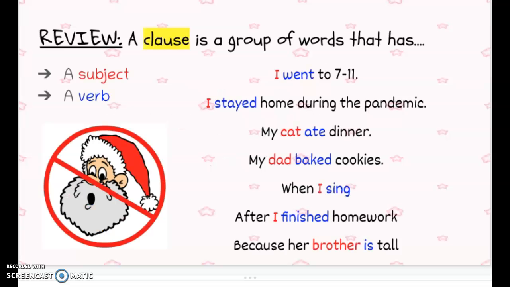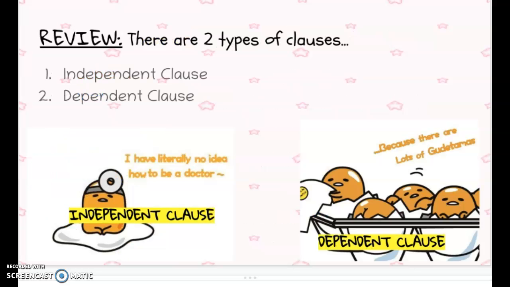So just as a quick review, remember that a clause is any group of words that has a subject and a verb. So these are all lists of potential clauses. And who remembers what are the two types of clauses? Independent and dependent. Very good. Let's go ahead and review what these are.